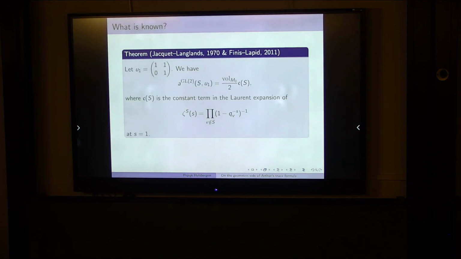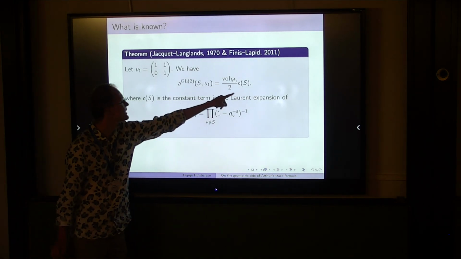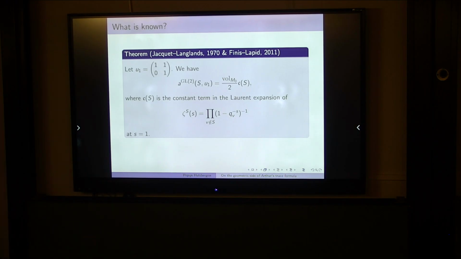To give an example, if G equals GL2, then Jacquet and Langlands already proved in 1917 in their work on automorphic representations of GL2, that if we take U1 to be this quite natural looking unipotent 2x2 matrix, then this coefficient turns out to be a multiple of C of S, where C of S is the constant term in the Laurent expansion of this zeta function at S equals 1.